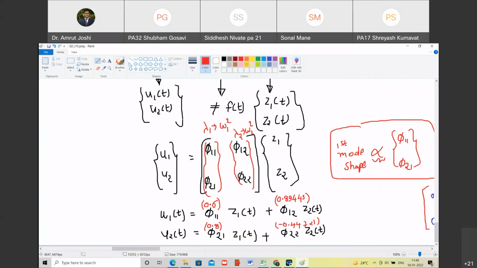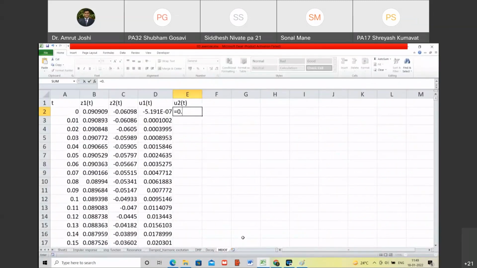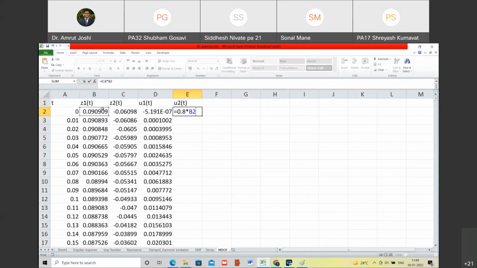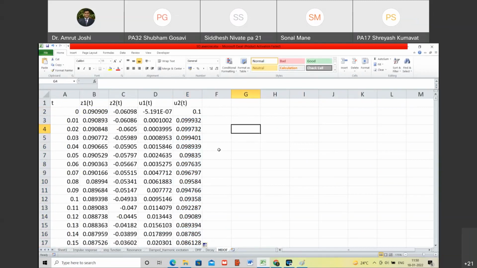So let us write down 0.8 into Z1 of t plus, what should I write? Minus 0.44721 into Z2 of t. So it has turned out to be 0.1 meter. Are you with me? Yes, sir. So is it correct? Yes, it is correct. Now we are going to plot both of these.